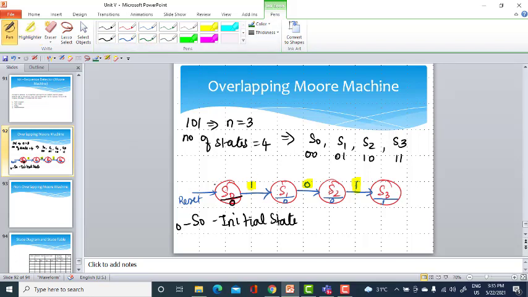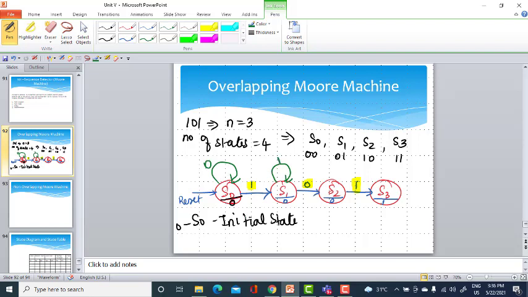When we are in state S0 and receive 1, you will go to the next state. But what happens when we receive 0? You will be in the same state only, and your output is also 0. And again, come to your S1. When you receive 0, you go to the next state. But when we receive 1, you will stay in the same state.